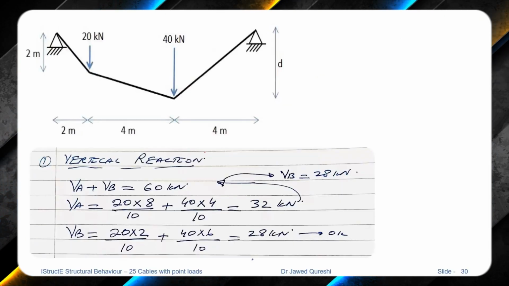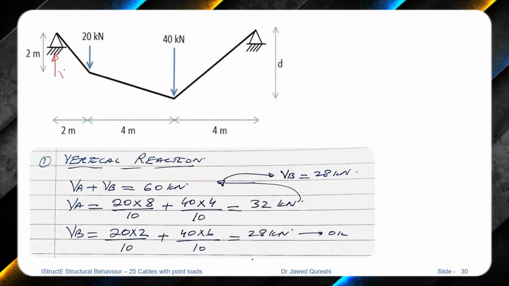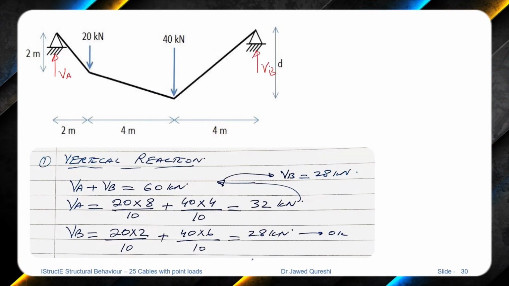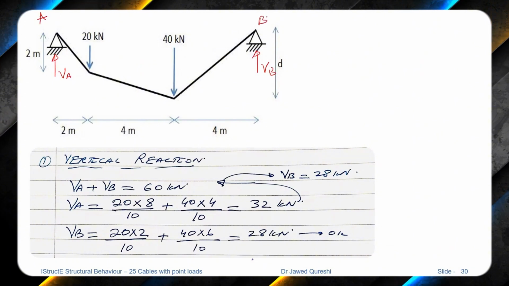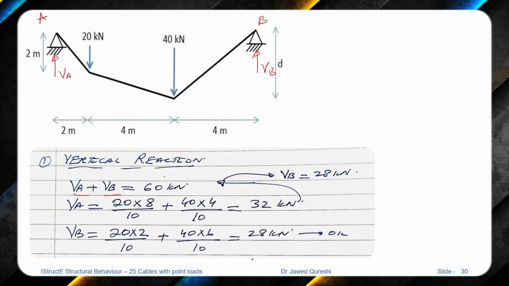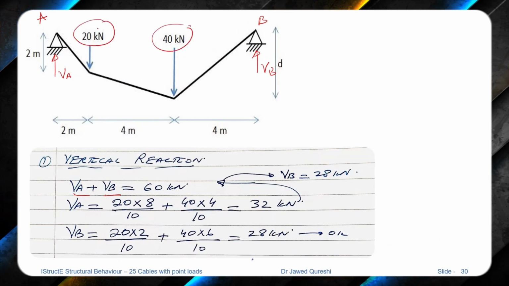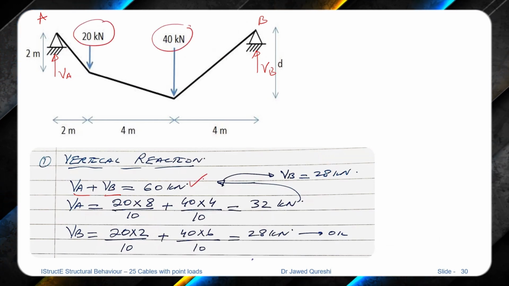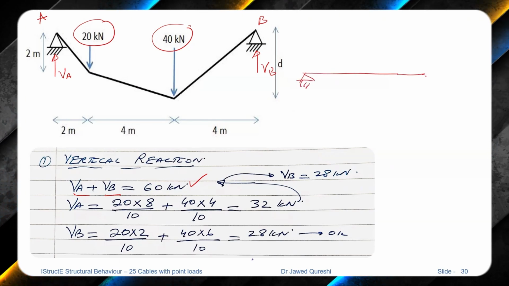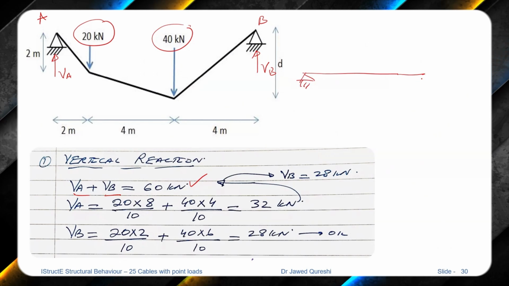First, we need to determine the vertical reactions. If I call this VA, this is VB, this point is A, this is B. Summation of vertical forces is equal to 0. VA plus VB is equal to total load, which is 20 plus 40, 60 kilonewton. Treat this as a beam and use this logic: load times far span divided by full span.